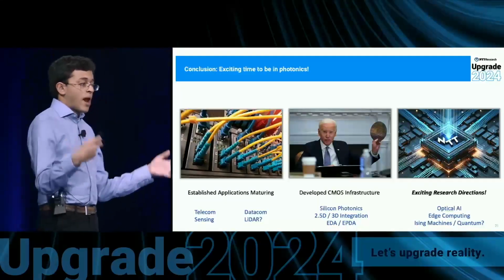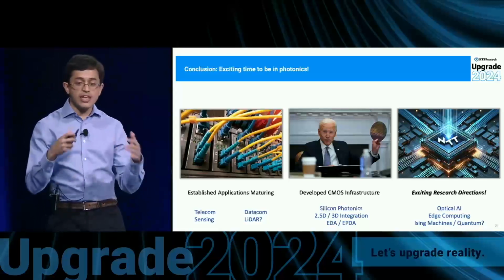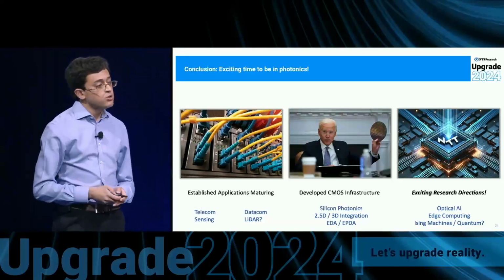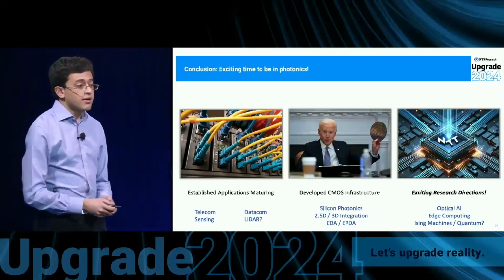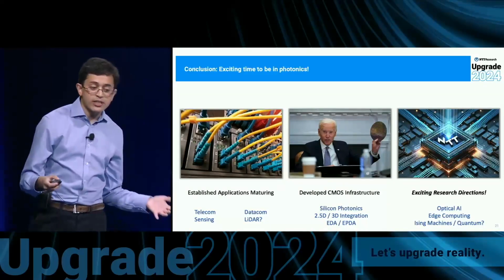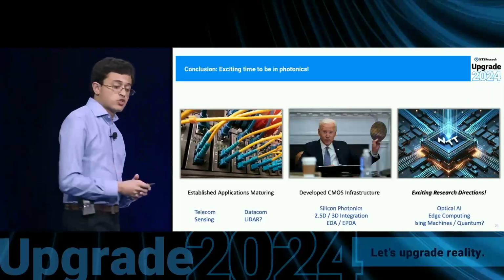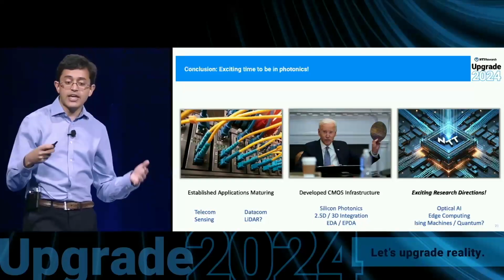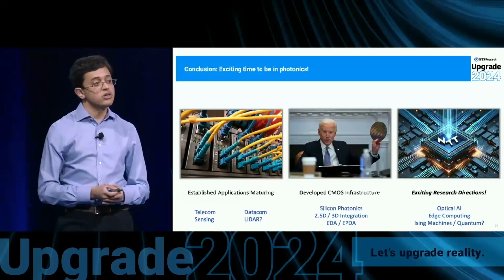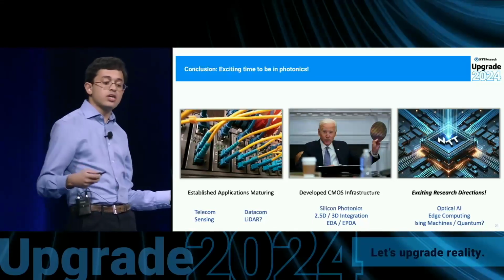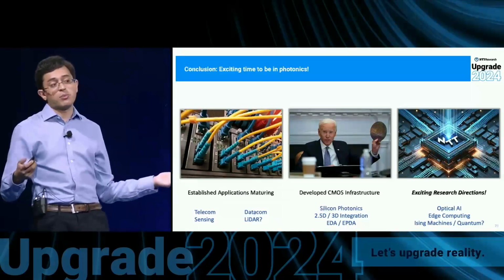And so with that, I'm going to wrap up. And so hopefully, this is giving you an idea of what are some of the really exciting possibilities that we're able to realize using integrated photonics. So it's a really exciting time to be in this space. Many established applications are maturing, like telecom and sensing and datacom. We're able to use CMOS infrastructure that's already been developed over decades to realize complicated optical systems. And this can enable many new applications, not just in AI, but in edge computing, Ising machines, other kinds of computational systems, and even quantum computing.